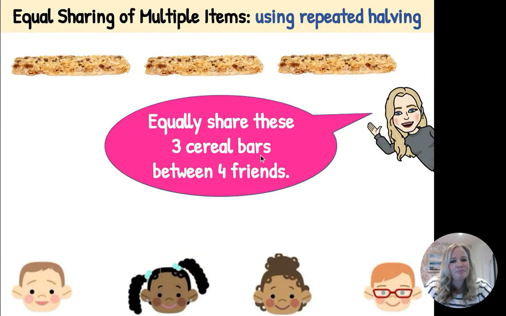So here's a problem that we might give the children to try and solve. We're going to equally share these 3 cereal bars between 4 friends. How are we going to do that? I would give them this as an open task. I wouldn't be telling them how to do it or giving them a solution. I'm leaving it as an inquiry. How can we share these 3 bars between 4 friends? Again, you would start with manipulatives out, strips of paper, things that the children can physically get up, move around, touch, cut up, and manipulate.